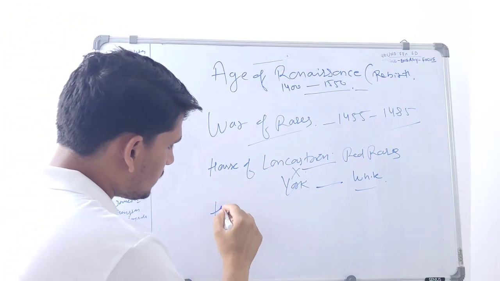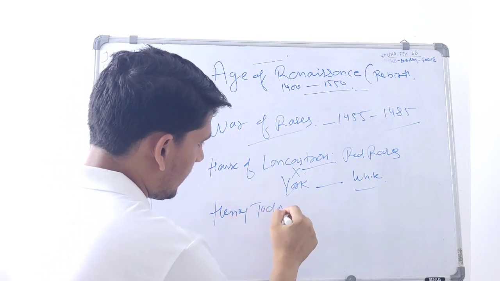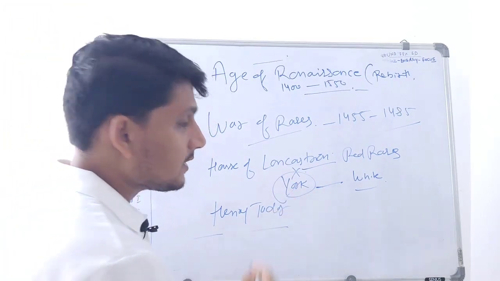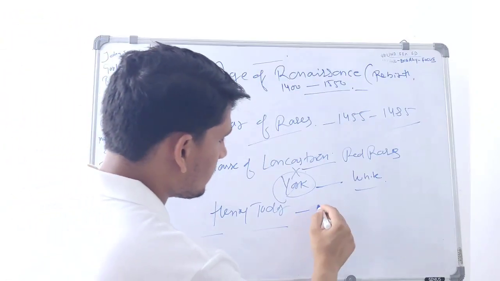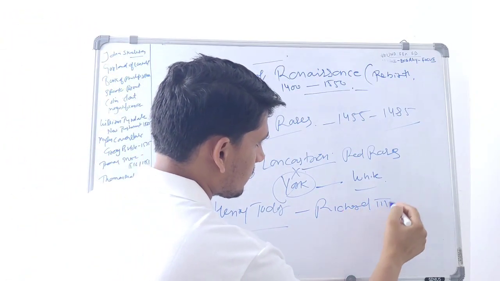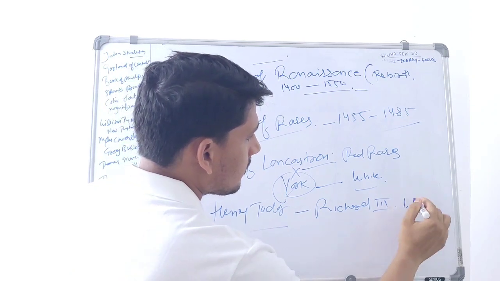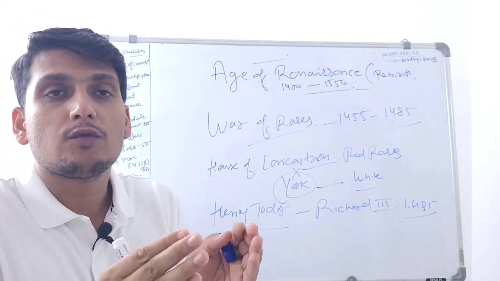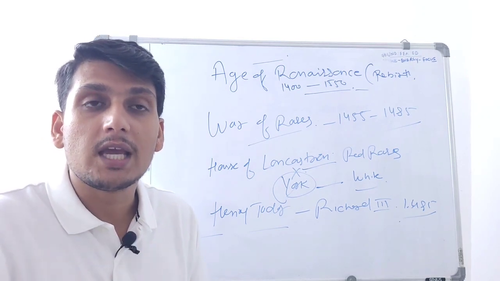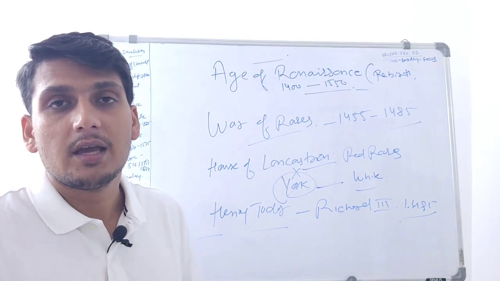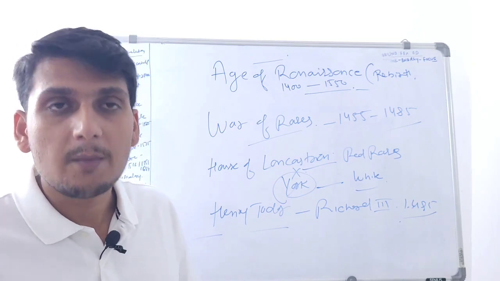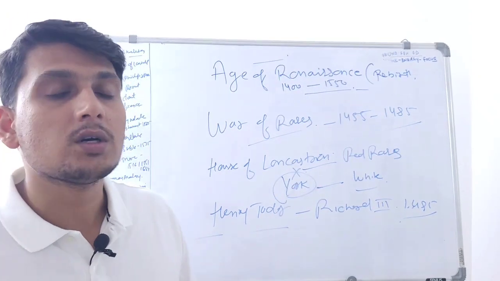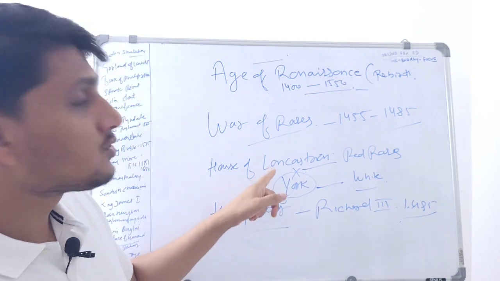Then what happened? Henry Tudor defeated Richard III, who was the descendant of the House of York, in 1485, and he consolidated the dynasty of Tudor. This is how your dynasty of Tudor came into existence. And Henry VIII and Elizabeth are also descendants of this dynasty, right? And this dynasty of Henry Tudor has its roots in the Lancastrian house.